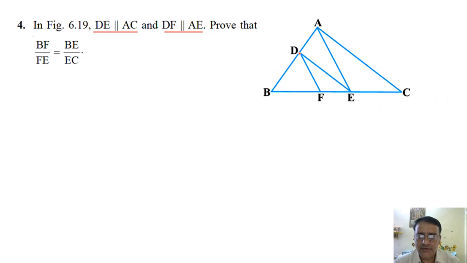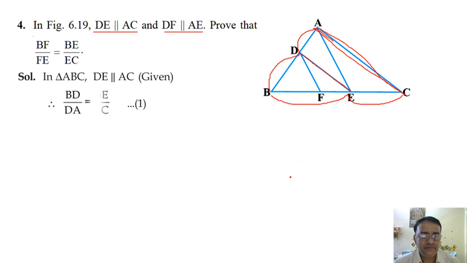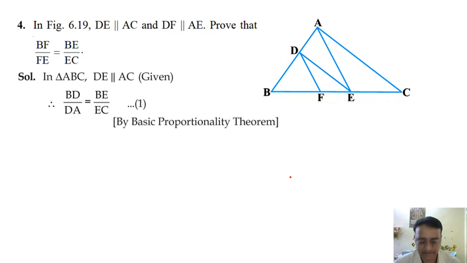Okay, so मैं उसको shade कर देता हूँ. This one is DE and this one is AC. Okay, so now if we apply the basic proportionality theorem, what we will get? BE upon EC is equals to BD upon DA, right? By basic proportionality theorem. Let it be equation number 1.